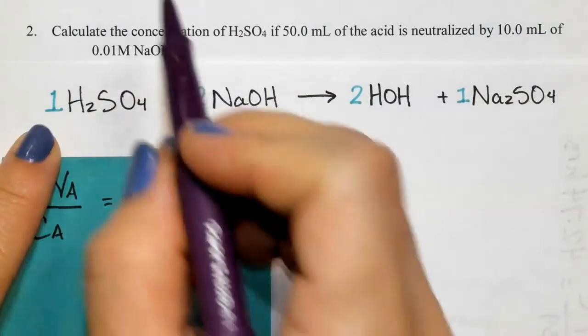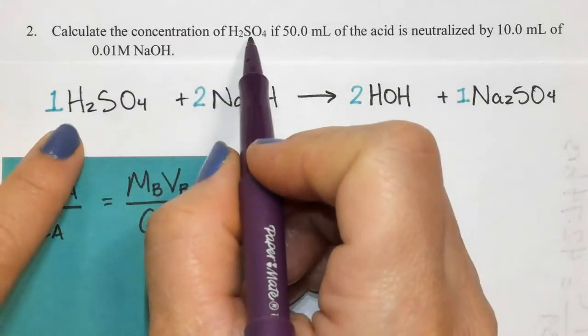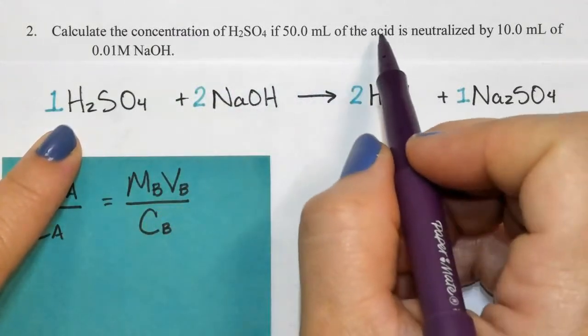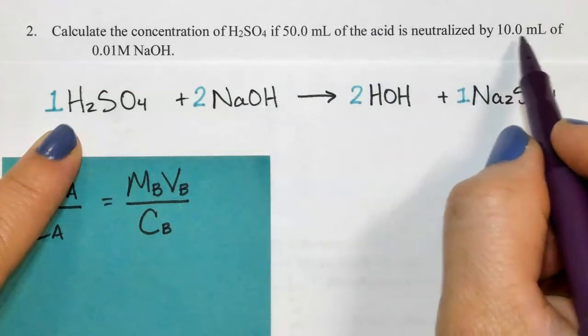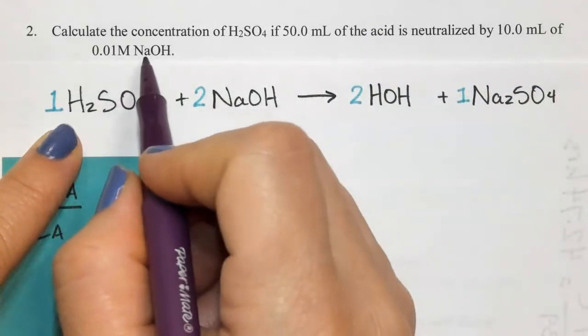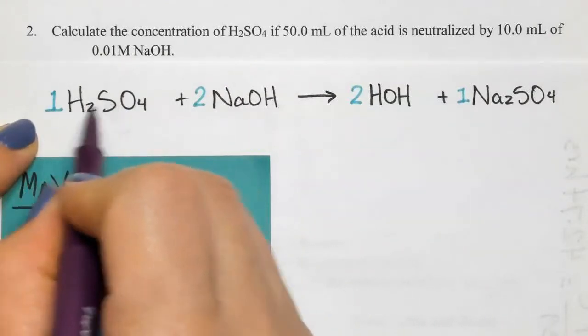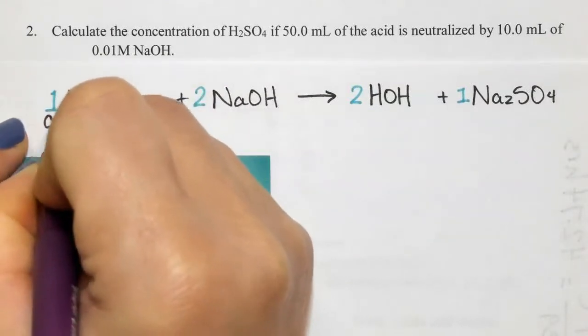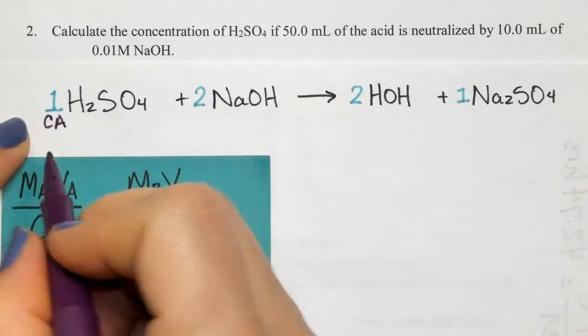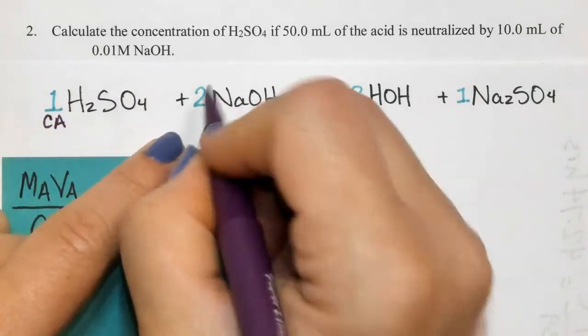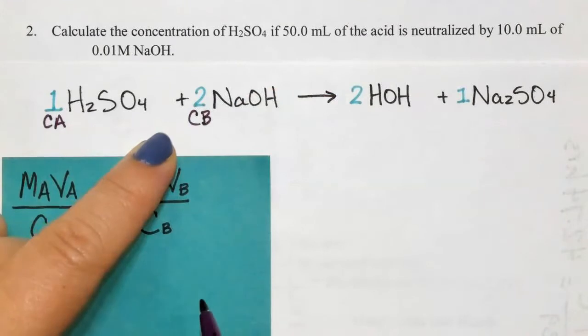Okay, so this says calculate the concentration of H2SO4 if 50.0 milliliters of the acid is neutralized by 10.0 milliliters of 0.01 molar sodium hydroxide. So first of all, this is my acid, which makes this the coefficient of my acid. This is my base, so that makes this the coefficient of my base.